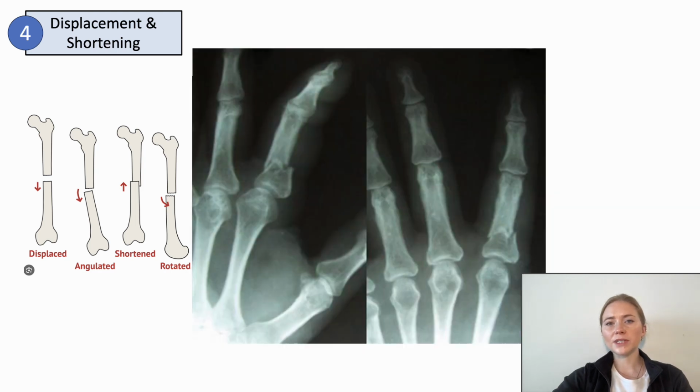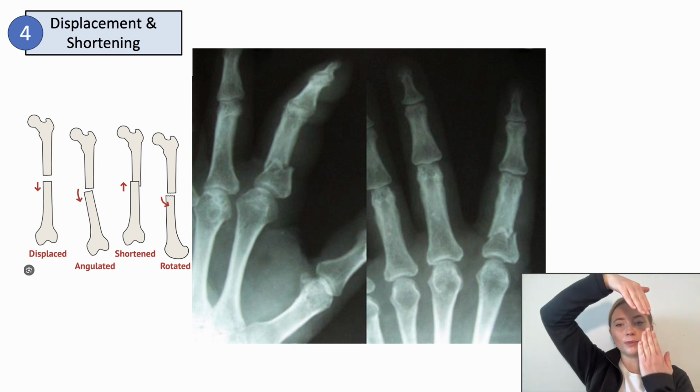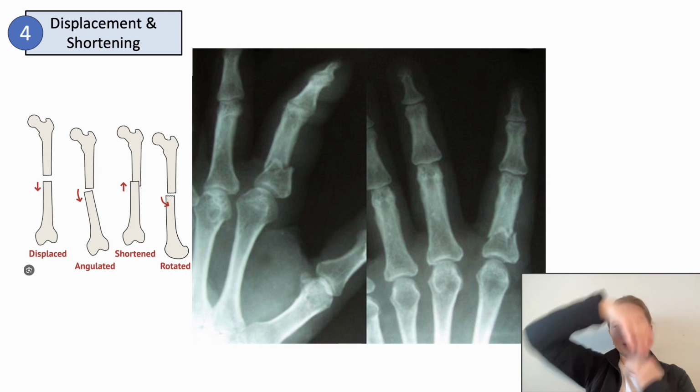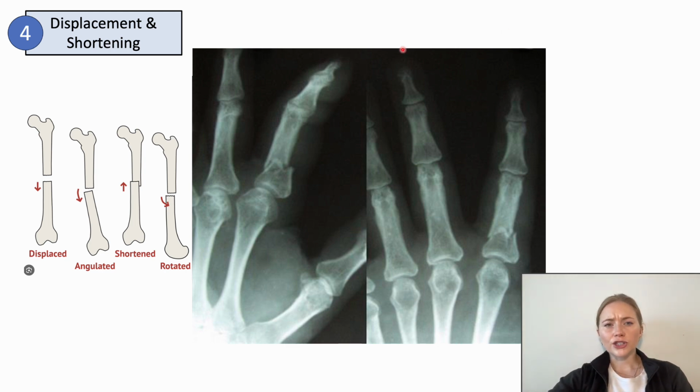A similar concept is that of shortening, which refers to a bone that is displaced so that there's overlap between the proximal and distal fragments. Here's an X-ray showing shortening of the bone, as can be seen with overlap between the two segments of the D2 proximal phalanx. You can see a bit of overlap there as well. That would be called shortening.